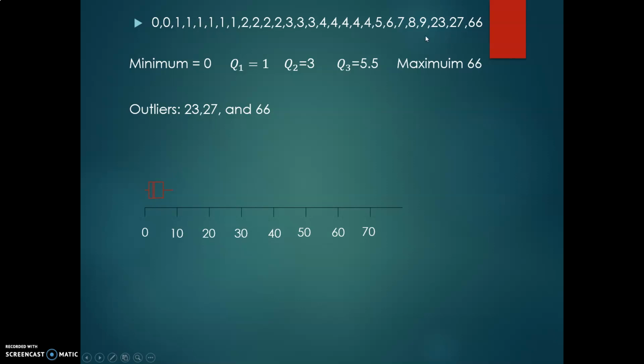But now we have our outliers also. We have this 23, 27, and 66. So we just put points at 23, 27, and 66. So anytime you look at a box plot, as soon as you see dots, you automatically know that you have outliers.